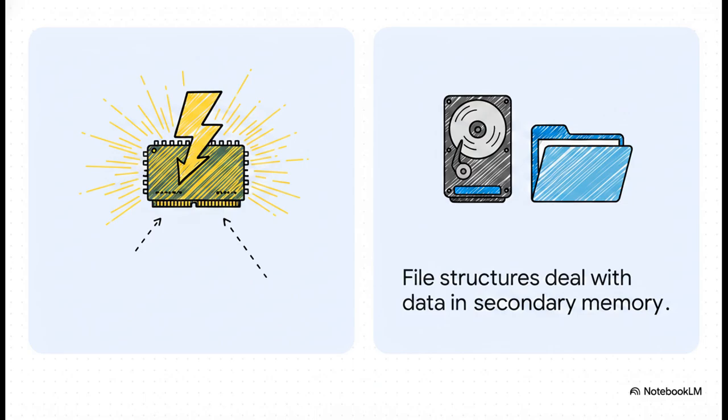File structures, on the other hand, organize data in slower, permanent secondary storage, like your SSD. That's essentially the deep freeze pantry down the hall. It's slower to get to, sure, but it's permanent, and it's built specifically to maximize long-term storage.